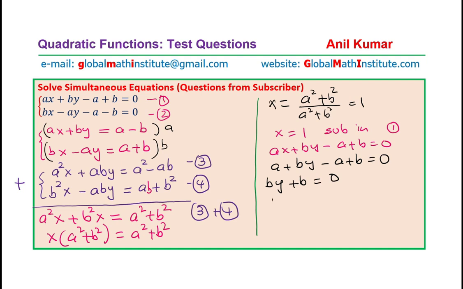And that means, let's write, by equals minus b. And so y is equal to minus b over b, which is minus 1. Okay. So we get the value of y as minus 1. So our solution is x is 1 and y is minus 1. Makes sense? So that is how we are going to solve this particular problem. I hope it makes sense.